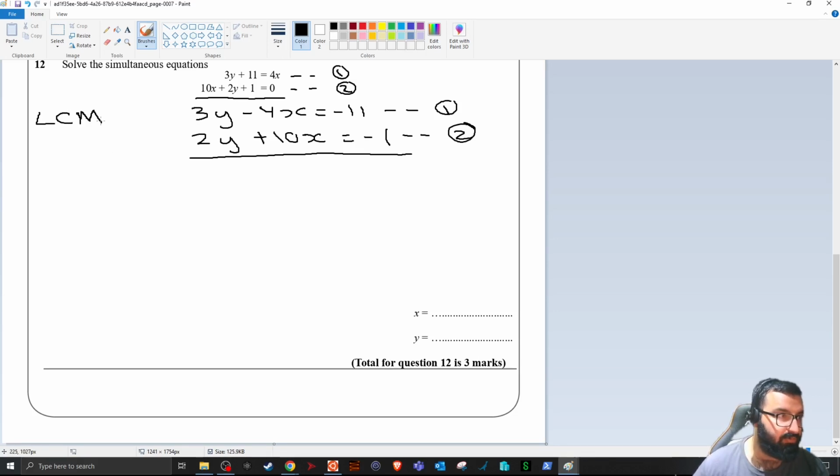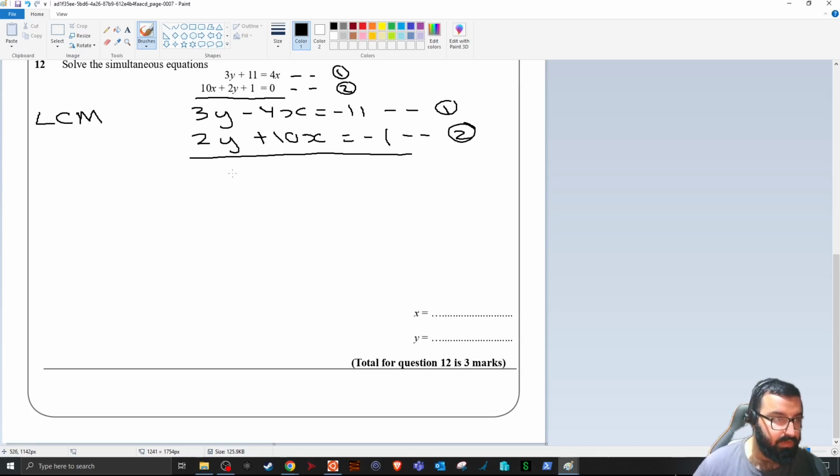So this is pretty much what you've been doing when adding two fractions together with different denominators. It's a similar concept of finding the LCM of either the y's or the x's in both equations and then eliminating. It's much easier for me to deal with the y's here since they are both positive. So the LCM of 3 and 2 is 6.